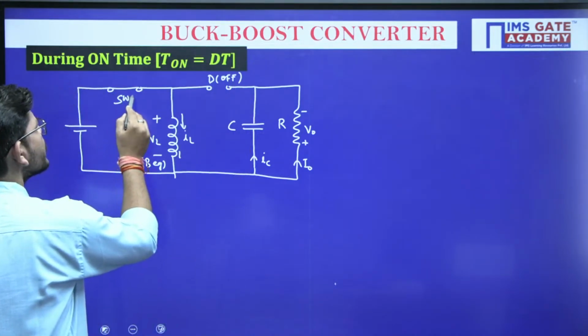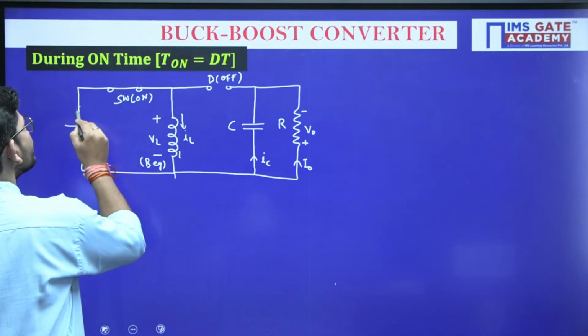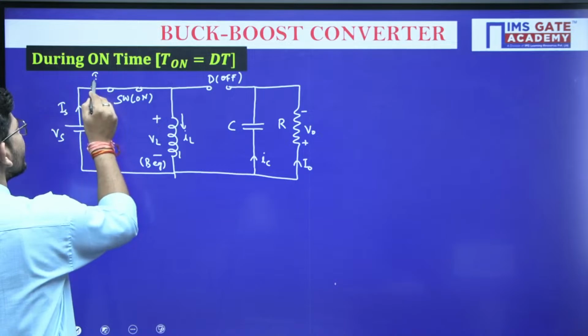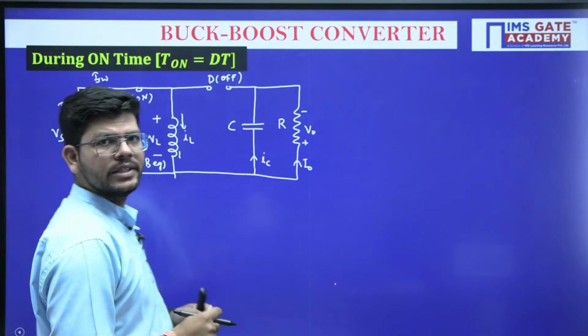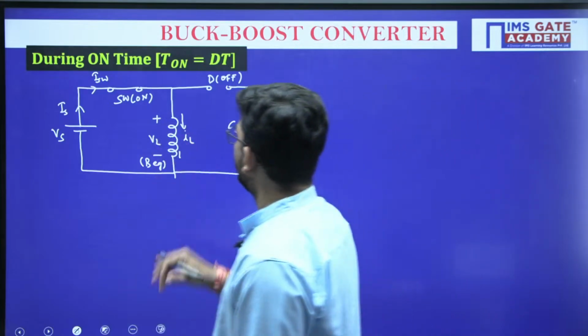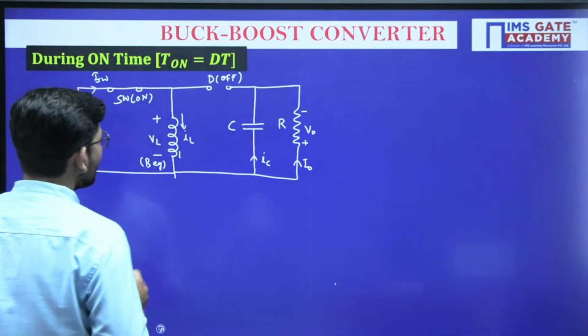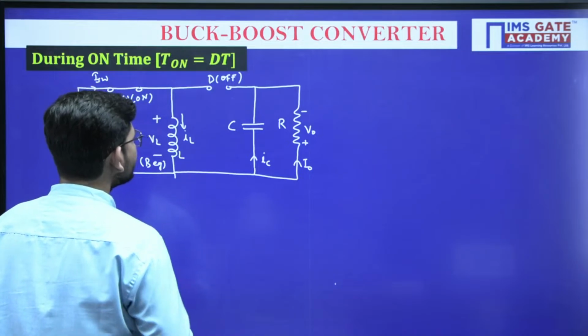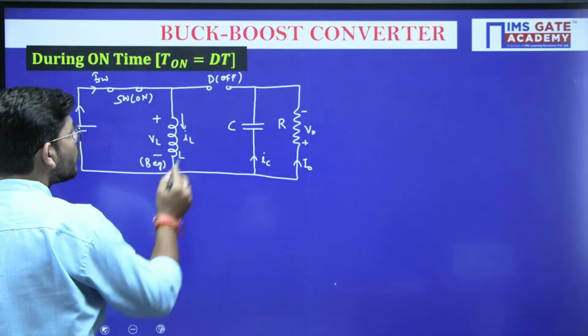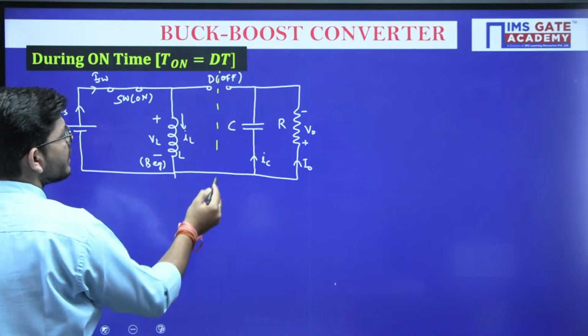This is the switch which we have held in on position. This is the source voltage, this is the source current, this is the switch current that we have. All these are the currents in this circuit. Now the switch is on and the diode is off. Now what will happen in this circuit? As you can see, the load and source are disconnected right now.